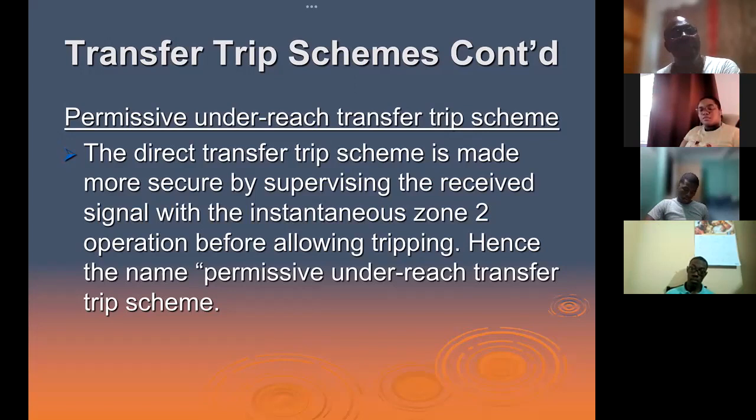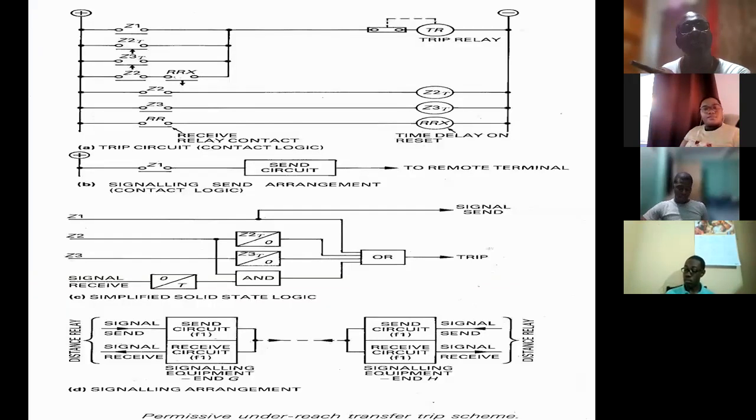So it is the instantaneous zone 2 that provides the supervision. All right? Because immediately as a fault occurs, the zone 2 instantaneous would have operated. Yes? So what we do at the remote end is that we must see both the zone 2 instantaneous and receive the signal. And of course, I stress the AND because it means that we will have an AND gate in operation.